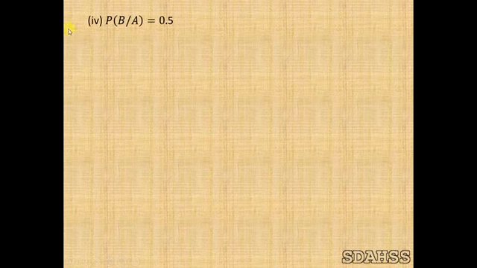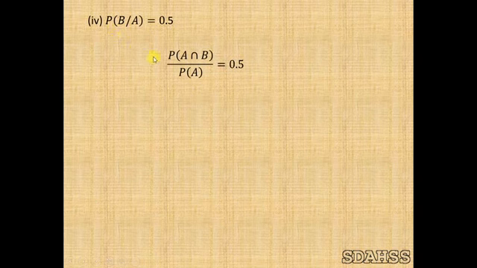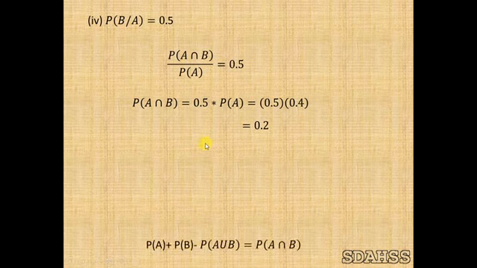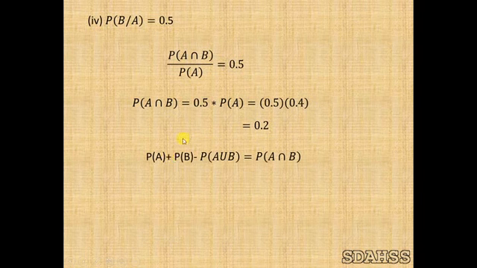Fourth sum. P of B given A is equal to 0.5. P of B given A means P of A intersection B divided by P of A is equal to 0.5. Cross multiply: P of A intersection B is 0.5 into P of A. In the place of P of A you substitute 0.4. Then if you multiply you will get 0.2. P of A intersection B is equal to 0.2, but we want to find P of B. Then use the formula P of A intersection B is P of A plus P of B minus P of A union B.